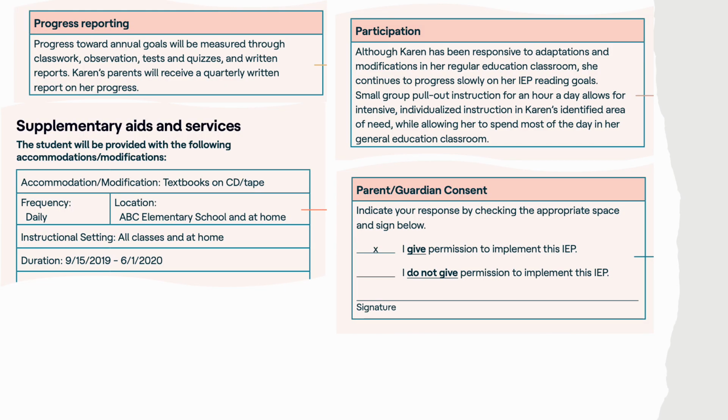Here it also shows the progress reporting, so how the student's progress will be measured and looked upon while they're going through their IEP. We have the date and location of where the student will be getting the services. So this starts September 15, 2019 and ends on June 1st, 2020. And this will happen in the school and at home. We have the participation, whether the student will or will not communicate with students that do not have a disability, and we have the parents' consent. And this is pretty much the main basis and concept of an IEP and what goes into it and who all helps create it. Thank you very much.